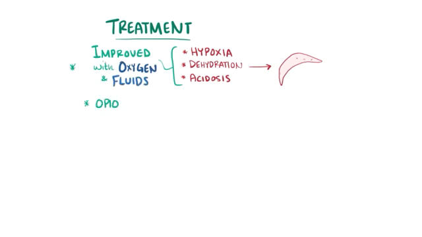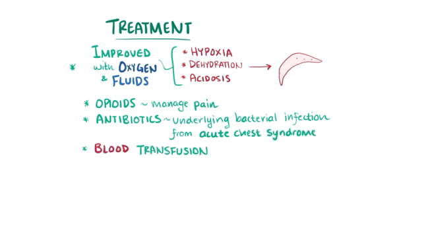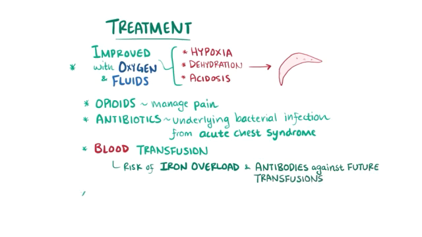In addition, opioids are usually used to manage pain, and antibiotics are used to treat any underlying bacterial infections causing acute chest syndrome. Occasionally, blood transfusions are also used, but the risks of multiple transfusions include iron overload and the risk of developing new antibodies against future blood transfusions.